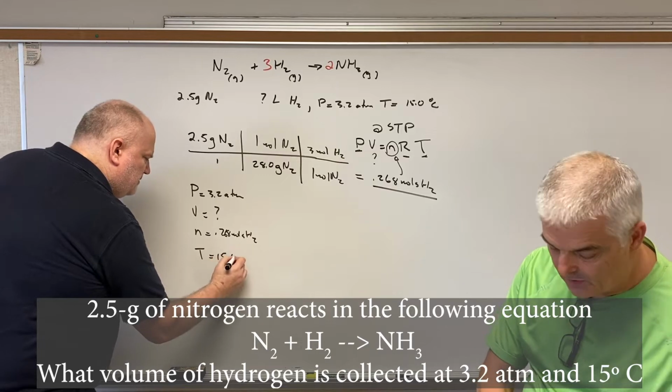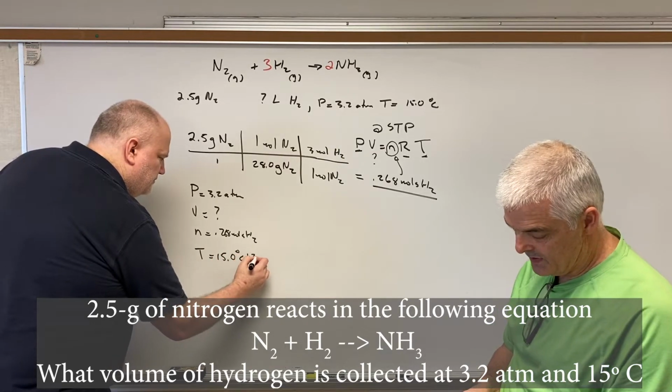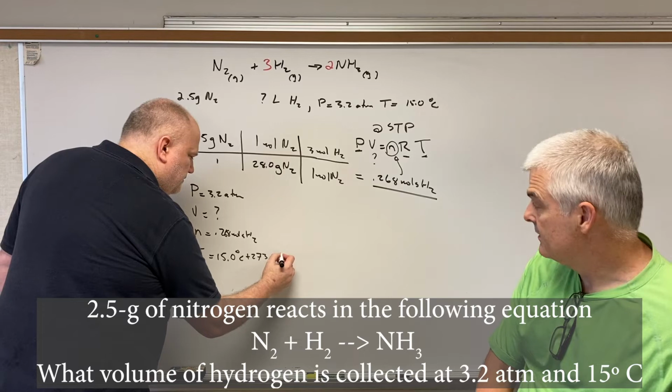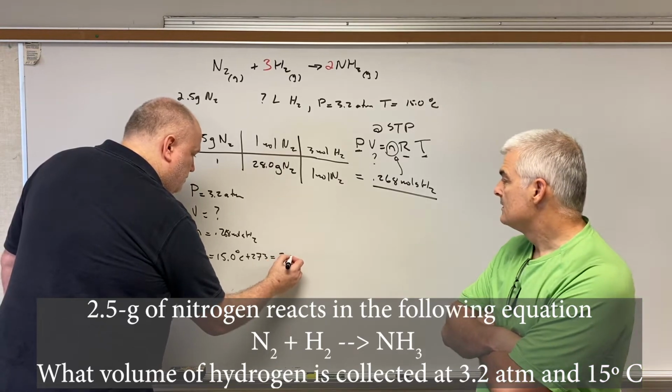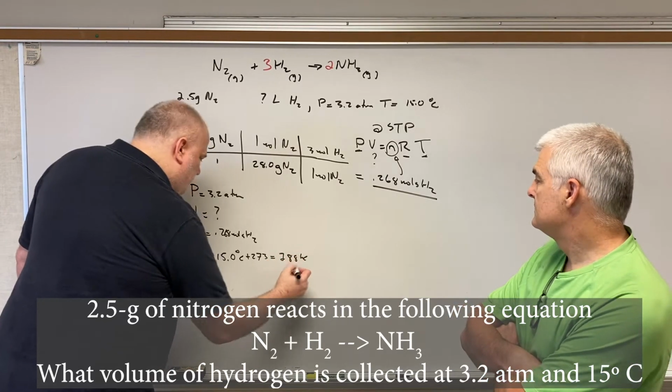Can we use Celsius in this? No, it has to be Kelvin, right? So 15 plus 273 is 288, right? 298. Oh, 288. Sorry, 288, you're right. Wow, the math part of my brain is not working.